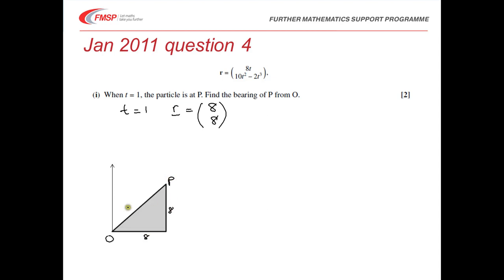We have to find the bearing of P from the origin, so I've drawn in a north line here, and so this is what we want. Without doing any trigonometry, we can see by looking at this triangle that it's got sides 8 and 8, it's isosceles, so this must be a 45-degree angle. Therefore, this must also be 45, and so the bearing is 045.